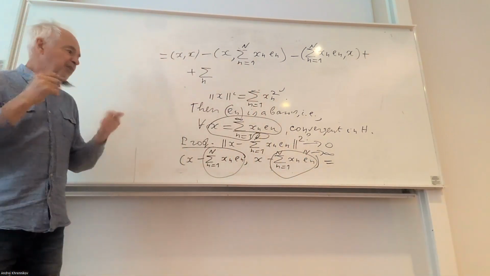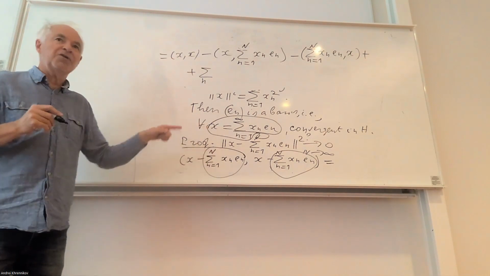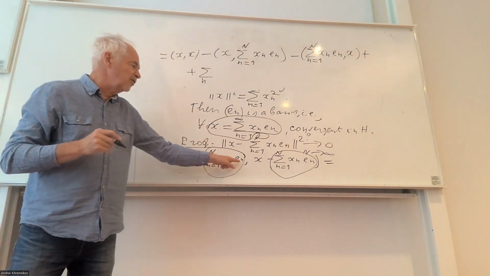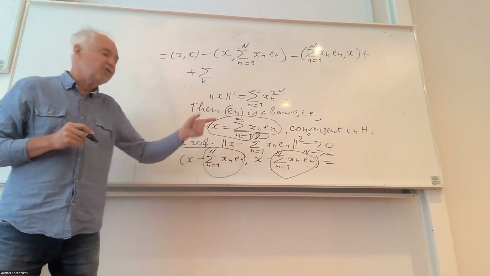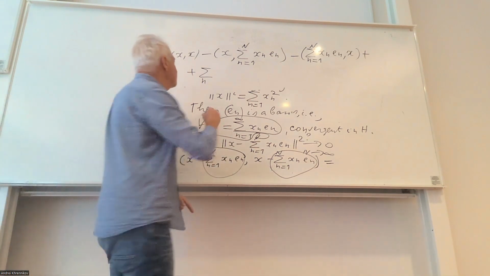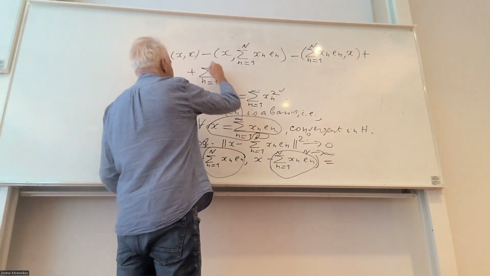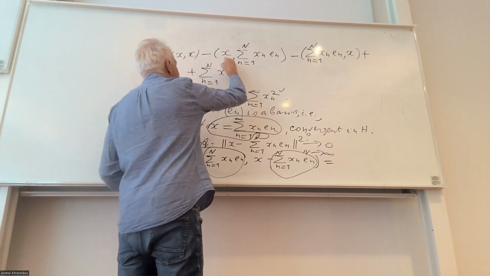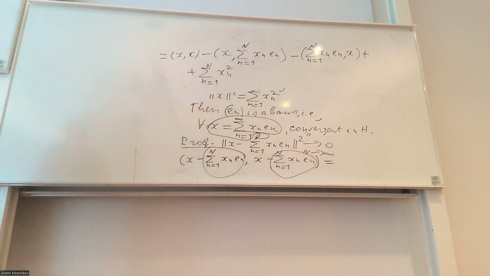When I open brackets, this sum will go out, this sum will go out. I again will get en multiplied by en, so everything disappears. So the last term would be the sum from 1 to n of xn squared. So the last term would be just the sum of squares, because when the bracket is open, everything will start to disappear.